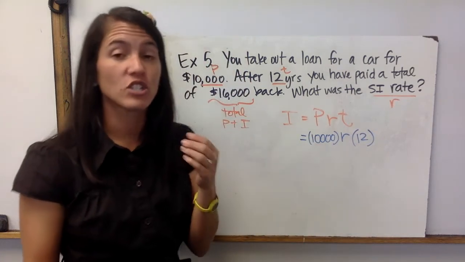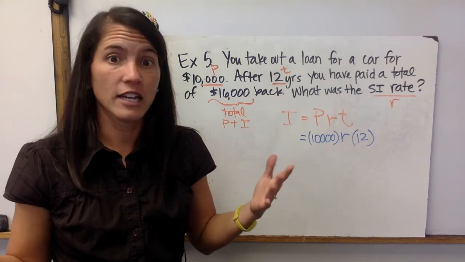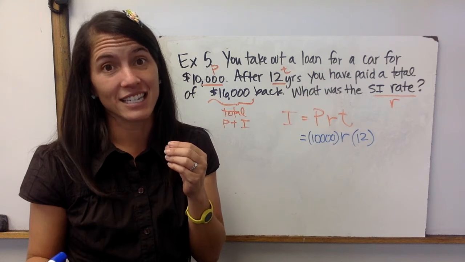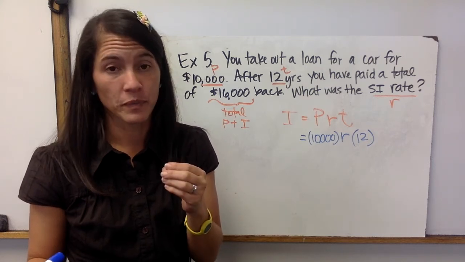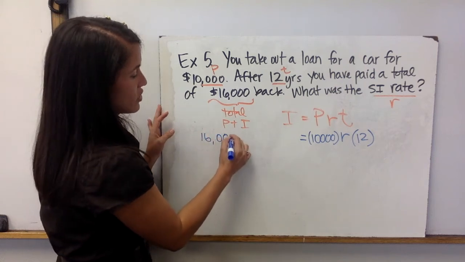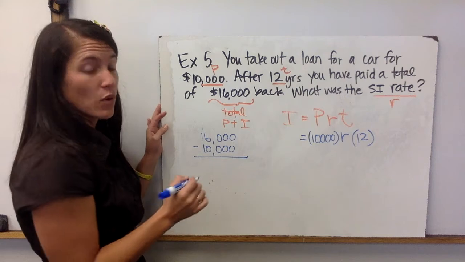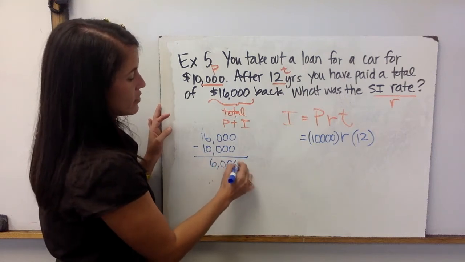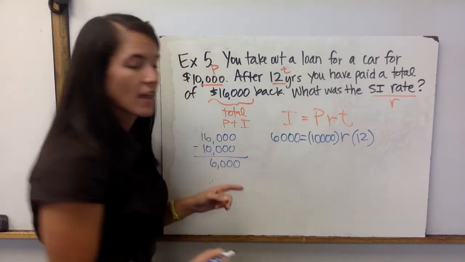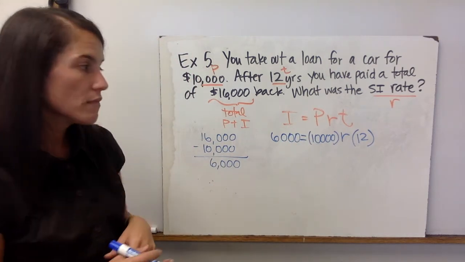And we know the time is 12 years. Now my question to you is, do you know what the interest is? And some of you might think, yeah, I know the interest is $16,000. But the interest is not the $16,000. That's the total. The interest is the difference between $16,000 total minus the principal that we borrowed against it. So the interest is really $6,000. That is the interest. And so I got that by subtracting.